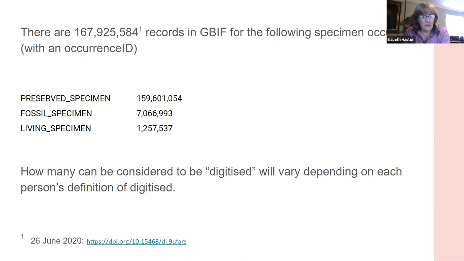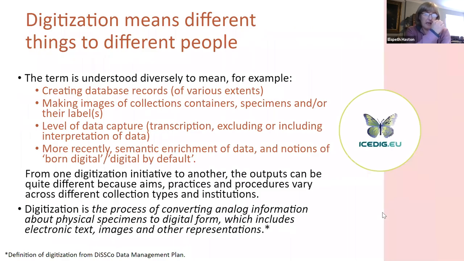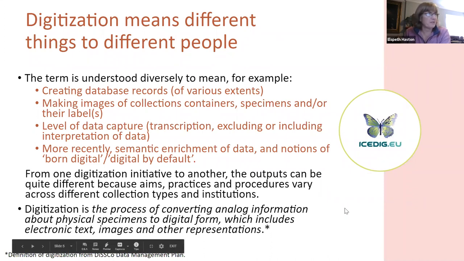And so these have some kind of record. They've got some kind of digital record. So they have been digitized to some extent because they're in GBIF. There's also a caveat that there may be duplicates in there, and I'm aware of that. But how many can be considered to be digitized will vary depending on each person's definition of digitized. As Alex has said before, some people will consider just the creation of a database record as digitized. Other people will say that digitized refers purely to taking an image of a specimen. So we need to be bringing this together, but in a practical way, I wanted to look at some of the figures relating to this.